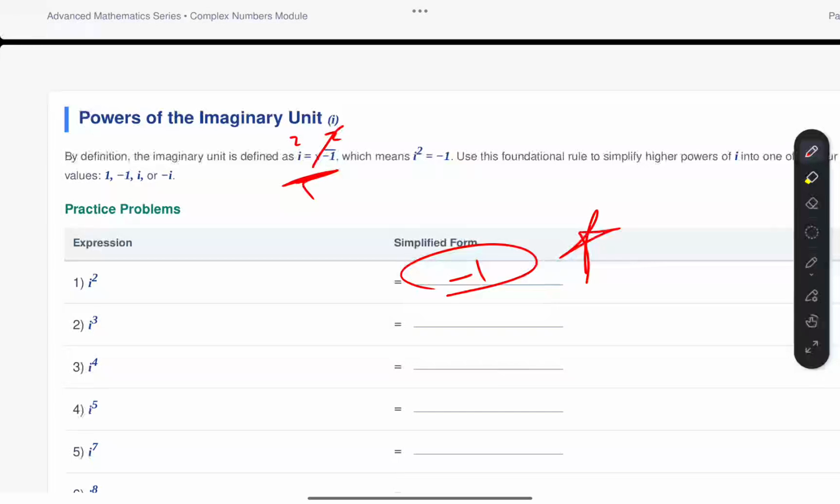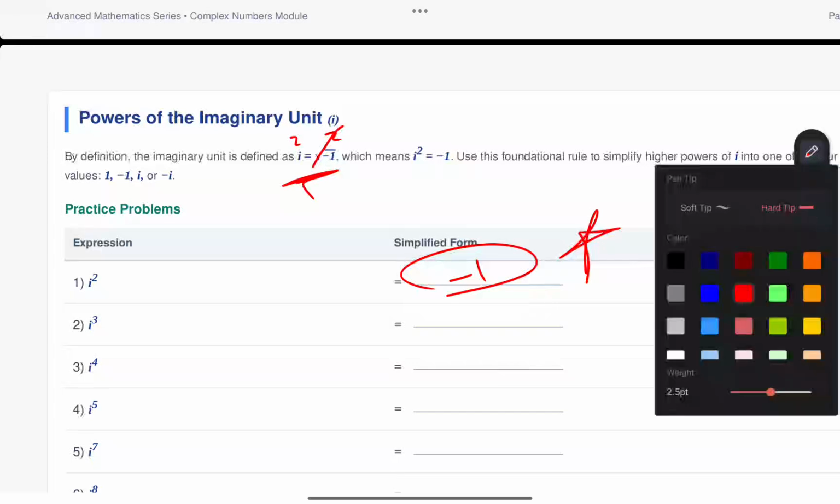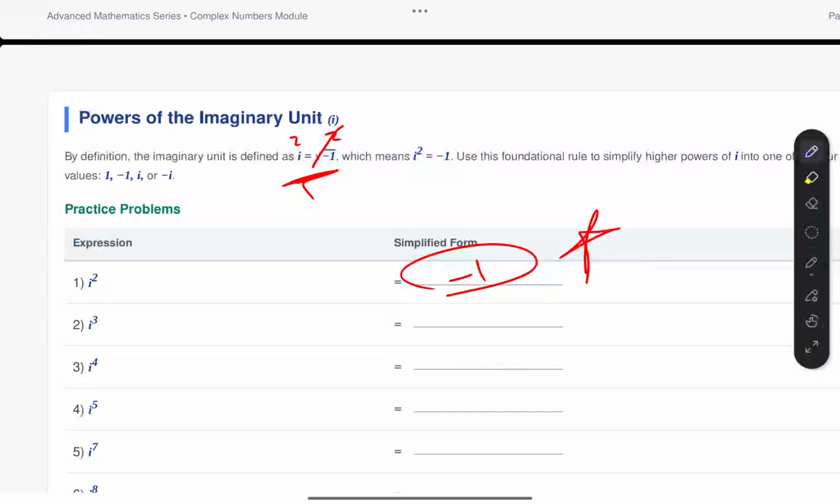Okay. Trying to use some blue in here to simplify i to the third. I want you to remember the exponent properties: you can break this power 3 into two powers, 2 and 1. You know that while multiplying the same identical base, you can add your powers, 2 and 1 is 3. And i squared is -1, times i will be in the end -i.